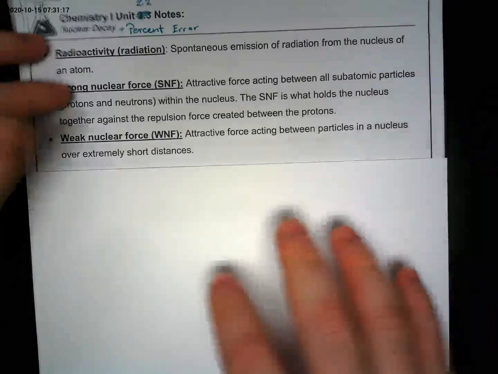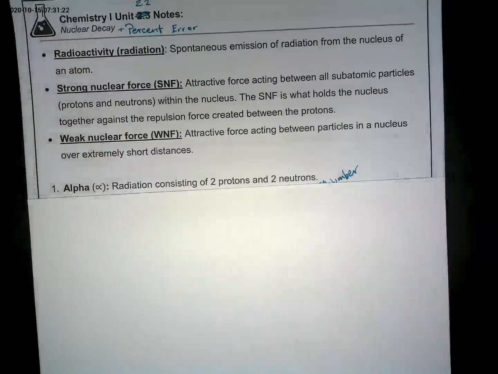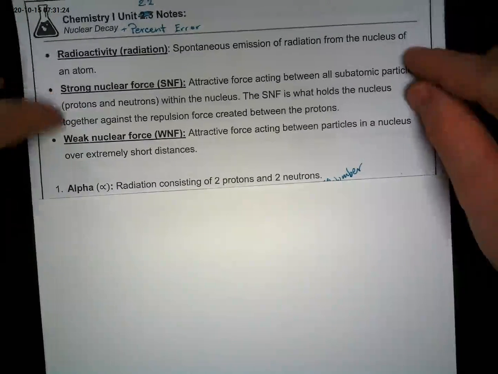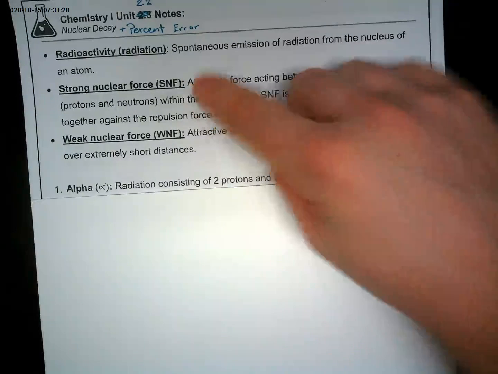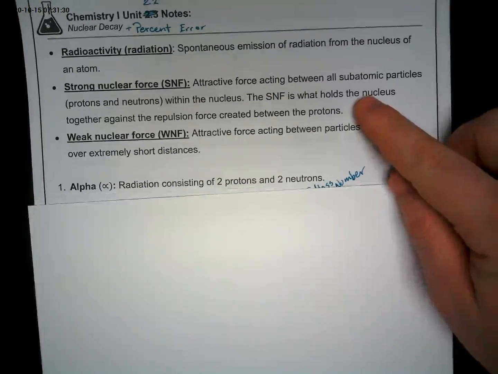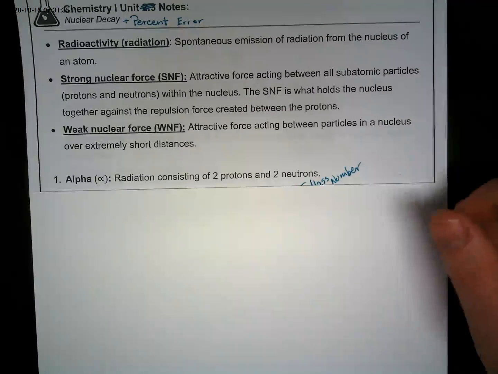So what do I mean by that? Let's take a look here. There are different kinds of radiation that disrupt our strong nuclear force and our weak nuclear force. Now, it's not to say that it completely breaks your strong nuclear force, but it disrupts it a little bit. Let's be frank here. It gives it a little hiccup.